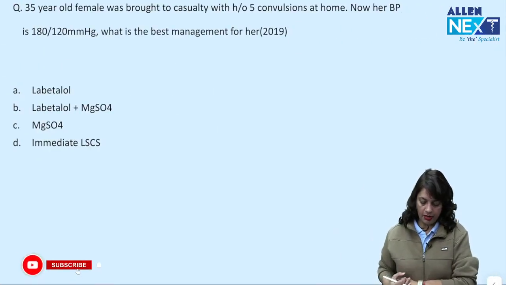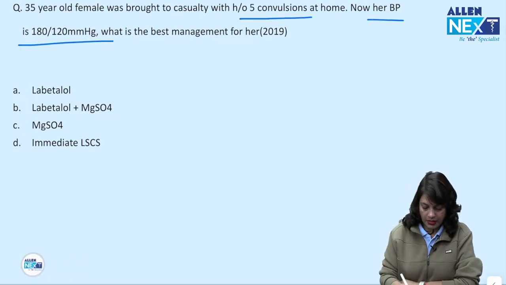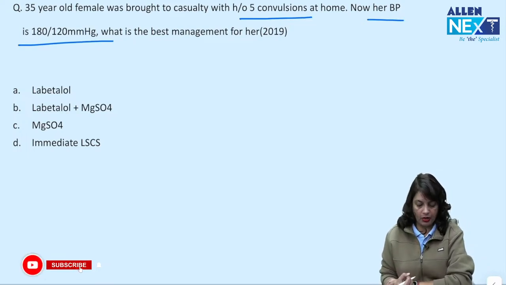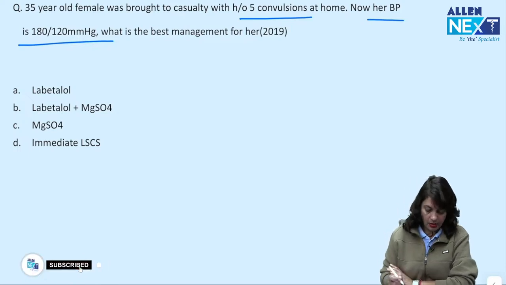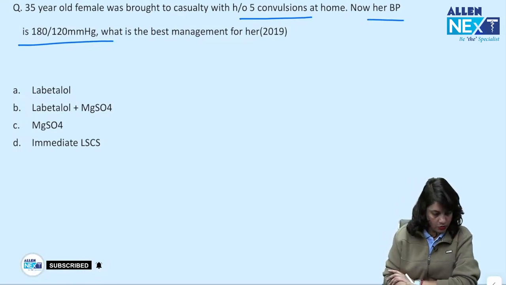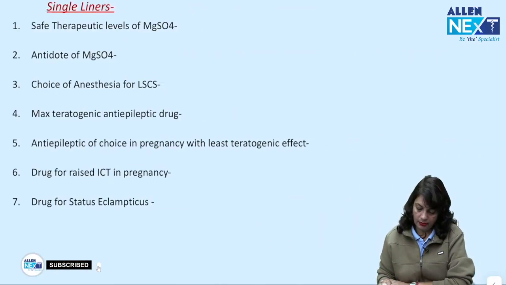Next, 35-year-old female brought to the casualty with 5 convulsions at home. Blood pressure is 180/120. What's your management? Labetalol plus magnesium sulfate or immediate cesarean. This is very clear. I think most of you know the answer, labetalol plus magnesium sulfate.